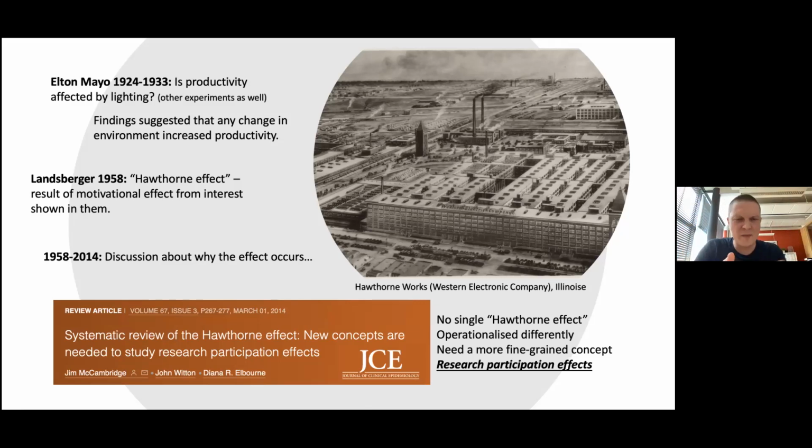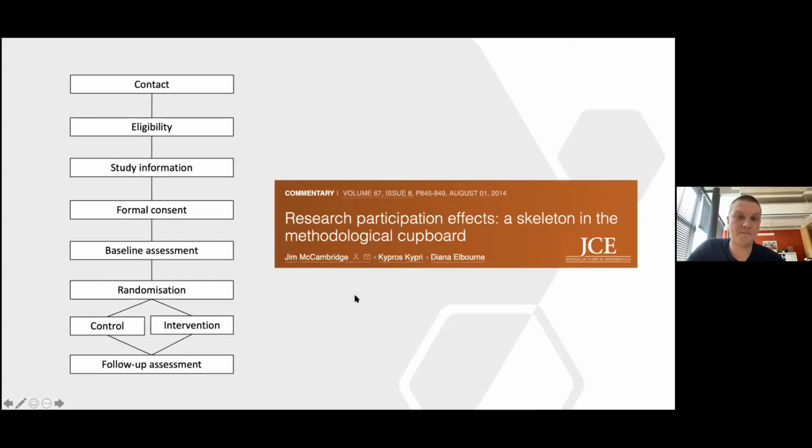I can't remember how many papers were in this systematic review, but there were many, and basically none of them seemed to agree what the Hawthorne effect was. So it was decided in this paper and a later one that there was a need for a more fine-grained concept of research participation effects. So this research participation effects construct was suggested and then studied. So this is basically the idea.